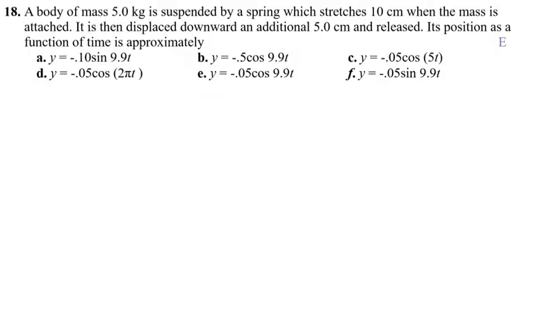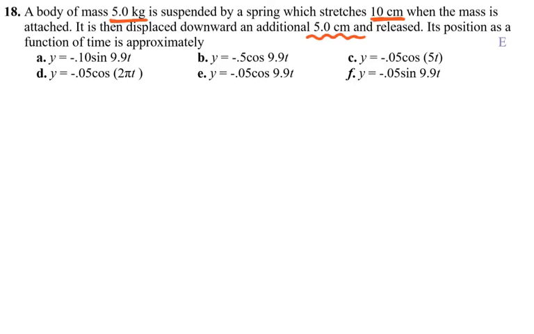The information given in number 18: the mass of the object, instead of writing, I'm just going to highlight it, is 5 kilograms, and it is suspended by a spring which stretches 10 centimeters. They take the spring and put the mass of 5 kilograms on it, and then the spring stretches by 10 centimeters. After that, they pull it down an additional 5 centimeters. So that's going to be your amplitude for the oscillation.